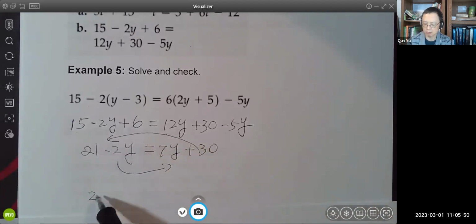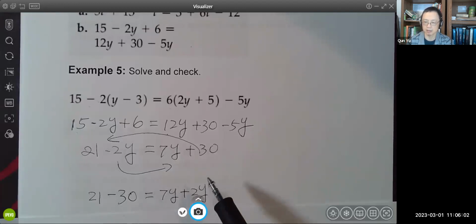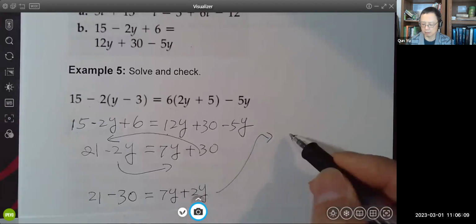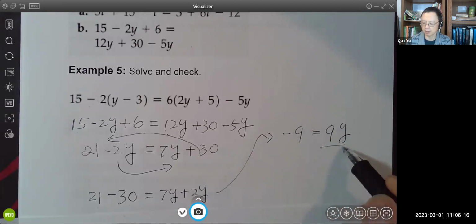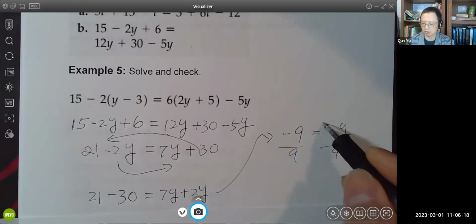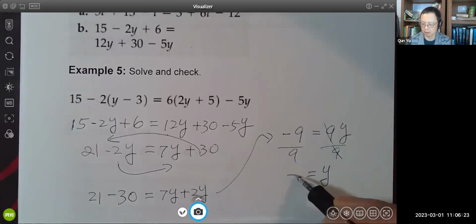Now I get 21 minus 30 equals 7y plus 2y. Change the sign to the opposite after you move a term, right? So 21 minus 30, that's -9. And 7y plus 2y, that's positive 9y. Divide by 9 on both sides, cancelled. Actually, you get 1y is y. So y equals -1.